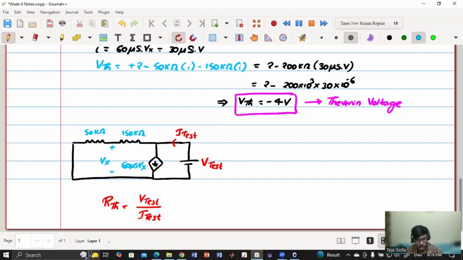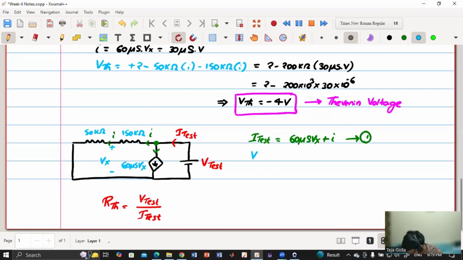Now let us apply KCL here. If this is I test, I need an equation in terms of V test and I test so that I can get R Thevenin. First we'll apply KCL. Let us assume the current is entering and the current is leaving. Now if I apply KCL, current entering I test is equal to current leaving, which is 60 microsiemens into Vx, and let this current be I, plus I. Let this be my equation 1. Now if the current is I, what will be the value of Vx?